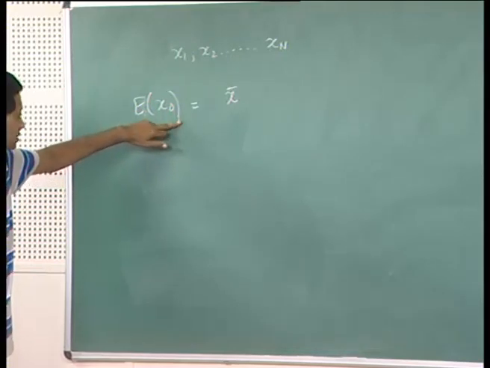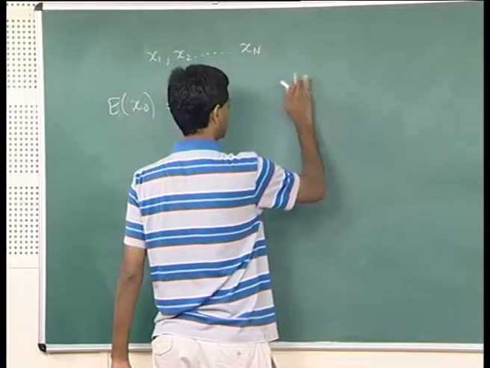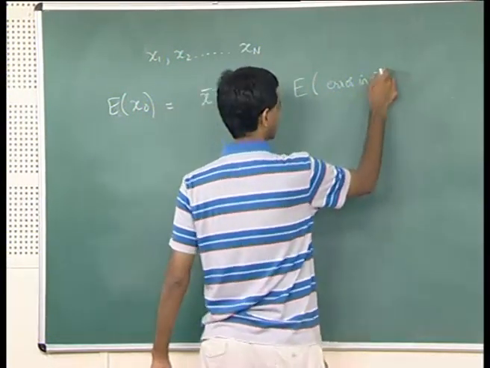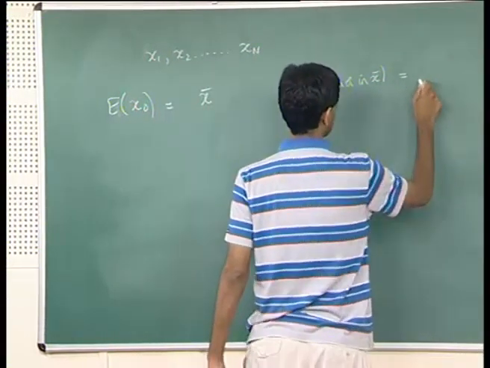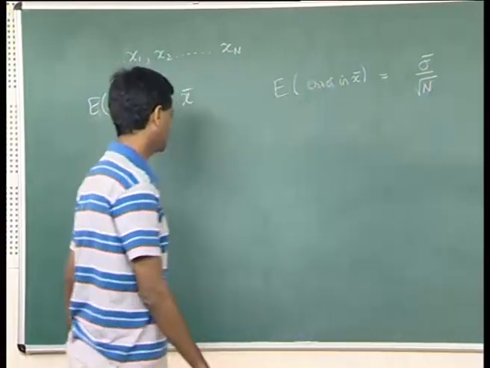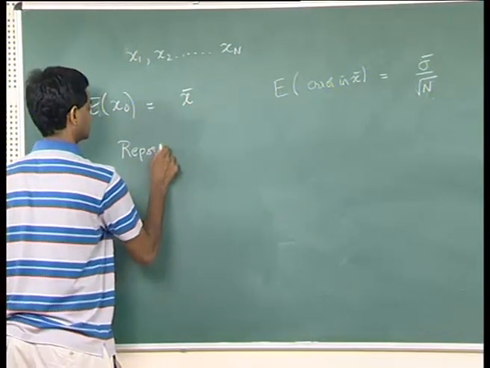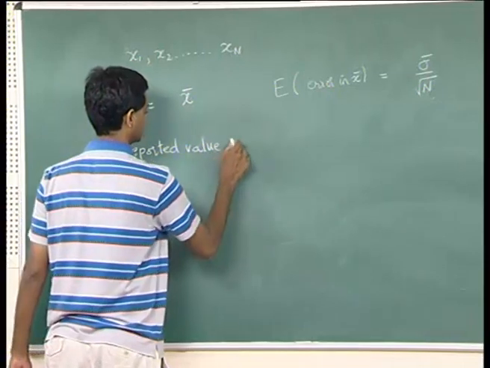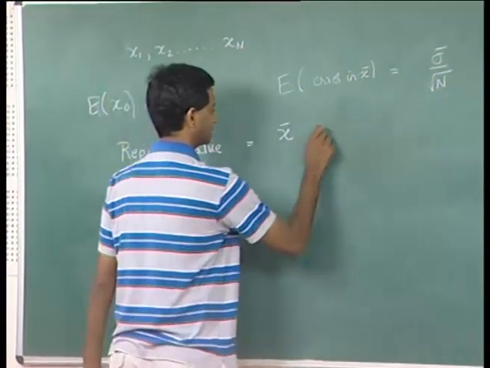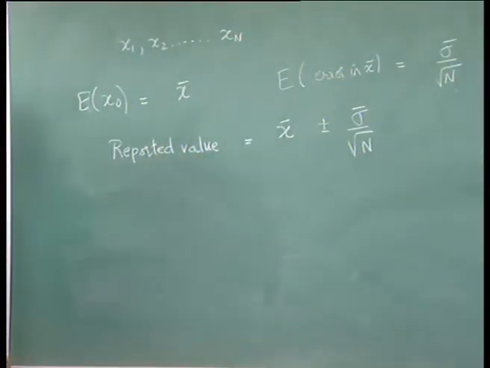So this is the best estimate for x0, and the best estimate for the error in x bar is the error estimate, sigma bar by square root of n. Then you say that your reported value is x bar, plus minus sigma bar by square root of n. So that's how you report the errors.